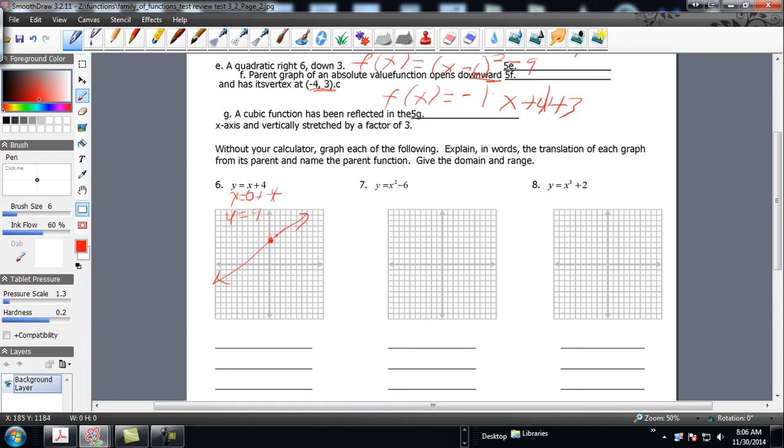You can also find your x-intercept by simply putting in a 0 for y. So that means x equals negative 4, which makes sense because that's where it's going to cross right there. Translations, all you have to do is say vertical shift up 4. Domain, negative infinity to infinity. Just write it one way. The range is negative infinity to infinity.